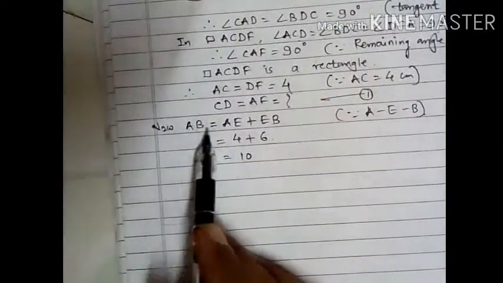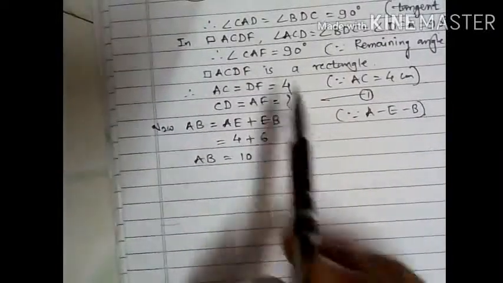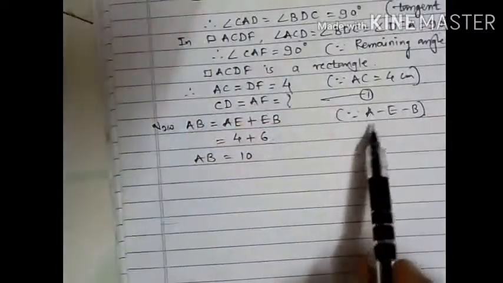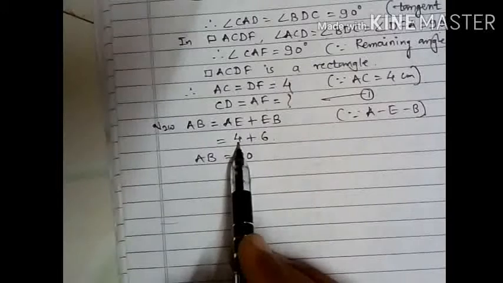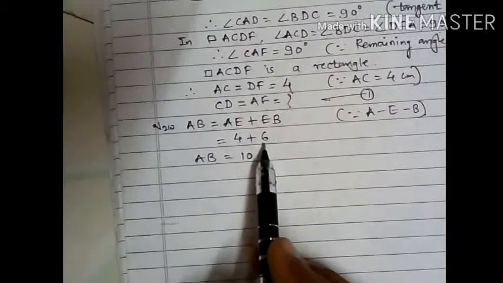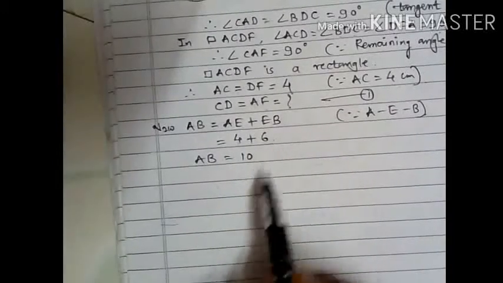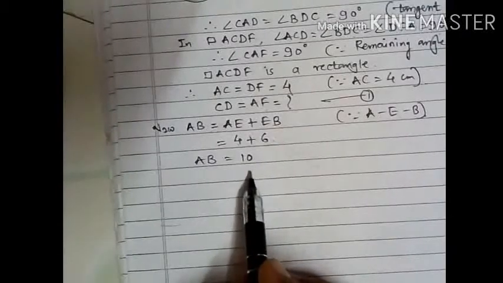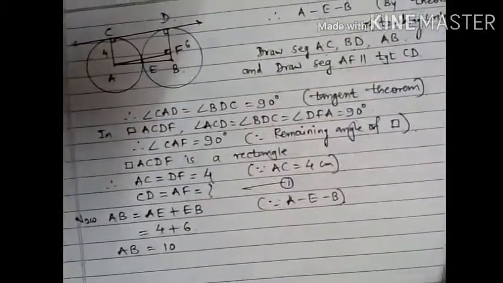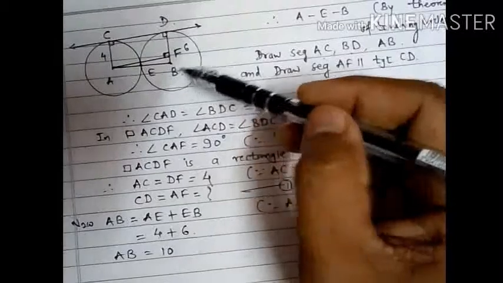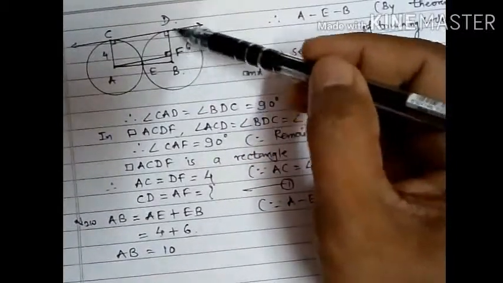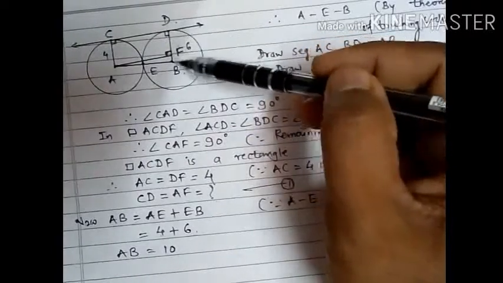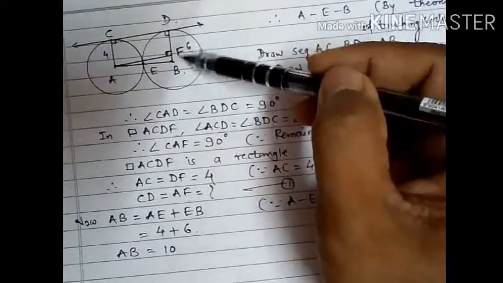Therefore, AB is equal to AE plus EB, because they are collinear. A, E, B are collinear. Therefore, AE is equal to the radius of the first circle, and EB is equal to the radius of the second circle. Therefore, AB is equal to 10. Now find the value of FB. Here note that DB is also 6 and DF is equal to 4. Therefore, we can find the value of BF.